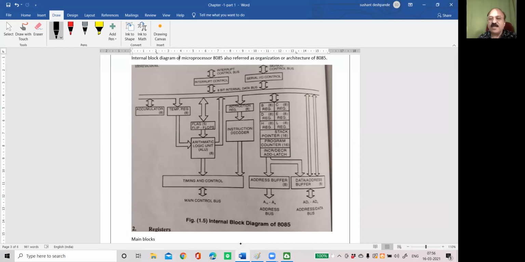So now when we start executing the program, the first instruction address will be loaded in the program counter. That particular 16-bit address will come to the address buffer and data buffer, that is the address bus. The address bus is of 16 bits, so AD0 to AD7 and A8 to A15. Program counter contains the 16-bit memory address that will come here. From this, it will go to the memory.